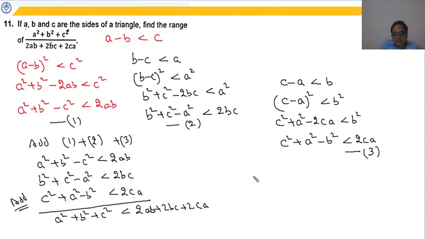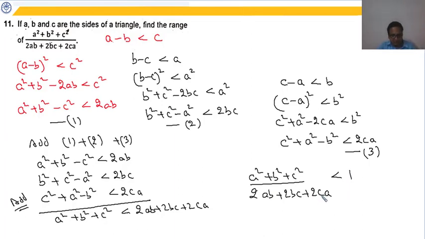So we can safely say that a square plus b square plus c square, and this 2ab plus 2bc plus 2ca is a positive quantity and sides are positive, so we can bring this to the denominator. The ratio of a square plus b square plus c square to twice ab plus twice bc plus twice ca is less than 1. We got the upper limit for this. Now this value is less than 1. We have to find the lower limit also. I hope this part is clear.